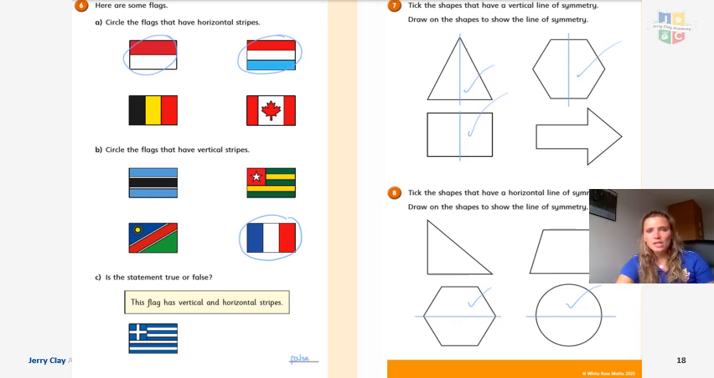For number 7, you had to draw on the vertical lines of symmetry and tick whether they had them or not. So obviously the top 3 had lines of symmetry, and then you've drawn your line, and on the bottom the horizontal lines of symmetry were at the bottom, so then you can see where the horizontal line is. However, some of them have more than one, but these were the easiest ones to find.